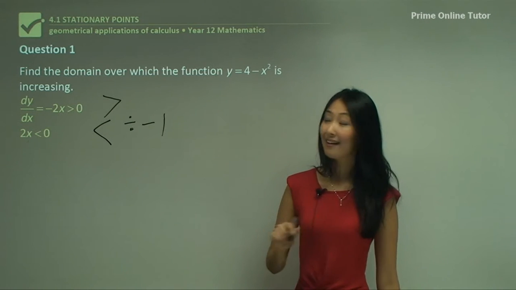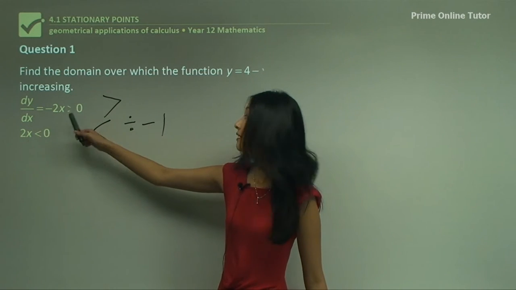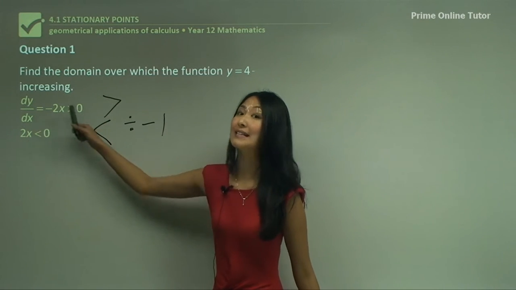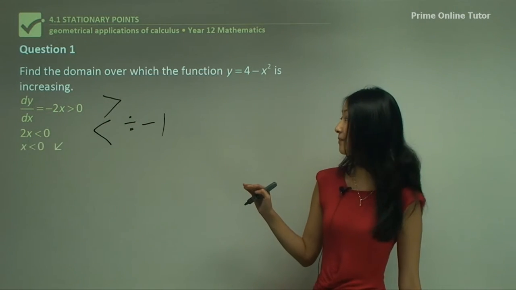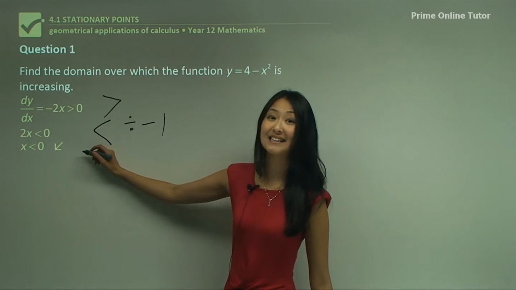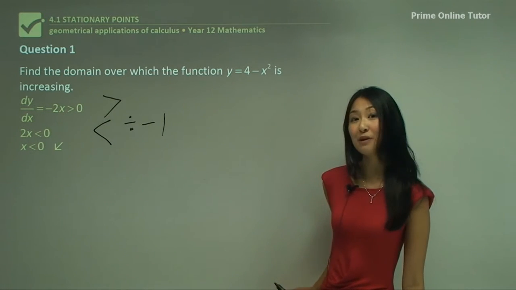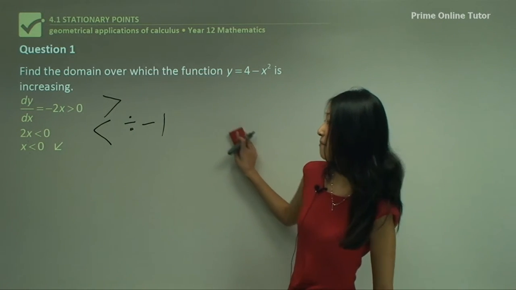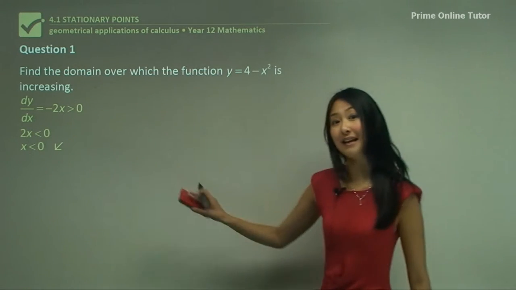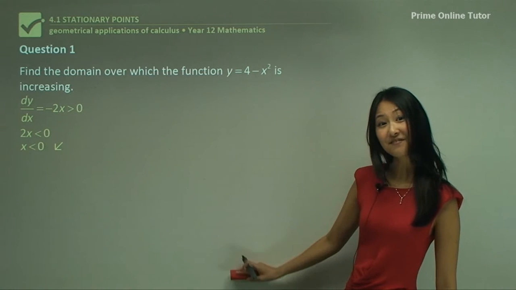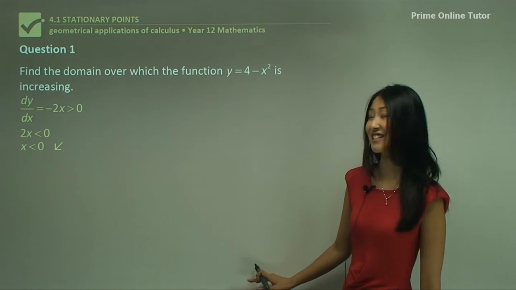Yeah, can you see that? How we've gone from 2x is greater than 0 to 2x is less than 0 over there. So now we just divide both sides by 2. And finally, we get x is less than 0. So what we've worked out is whenever we sub a number smaller than 0 into the equation, the graph is going to be increasing. Yeah? Okay, all right, let's go on to the next question now.